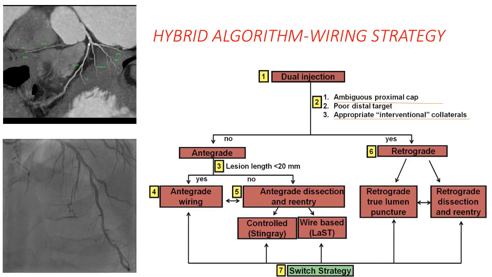And what is the wiring strategy for this patient? Obviously we don't have any antegrade option in this case, as the RCA origin is not clear in angiography. There is no stump at all, and there is a good interventional collateral. So straight away we have to go ahead with retrograde. And in retrograde, because it's a short occlusion, most likely you will end up in a true-to-true entry with initial wires. That was the wiring strategy. You can see this is a good collateral, and there is no stump here.